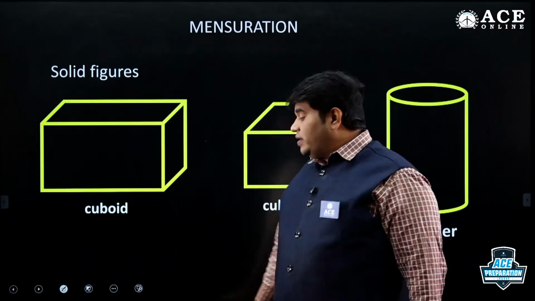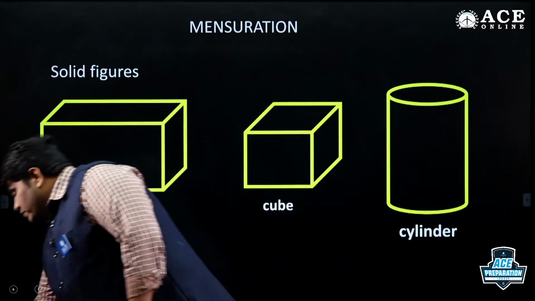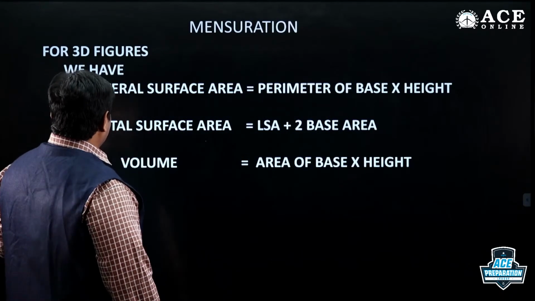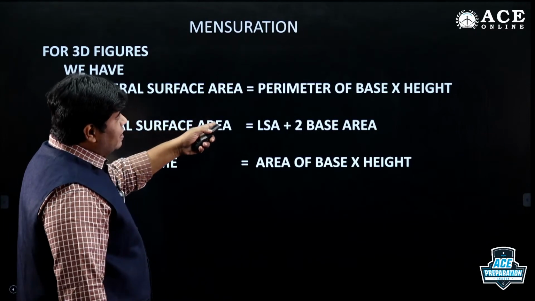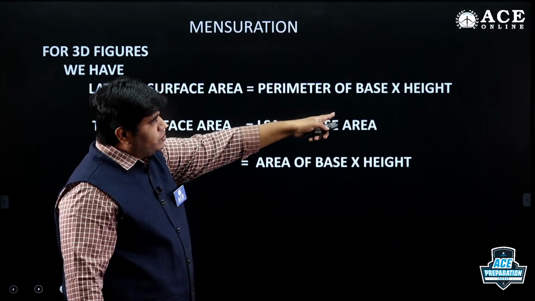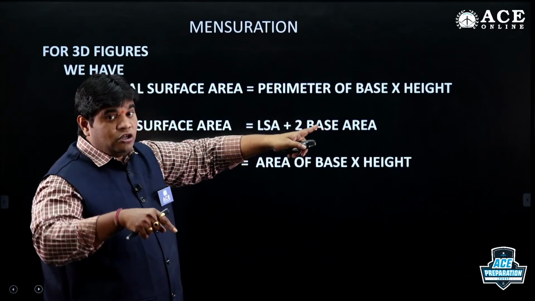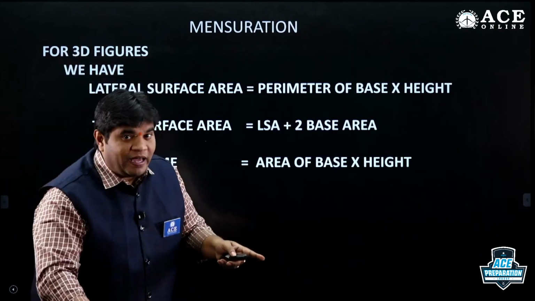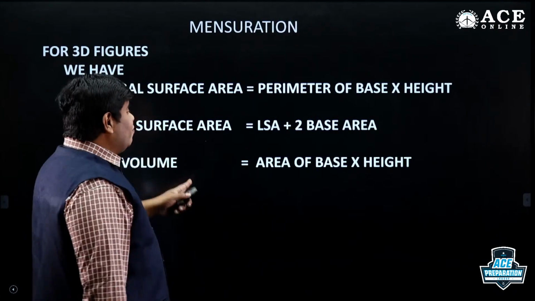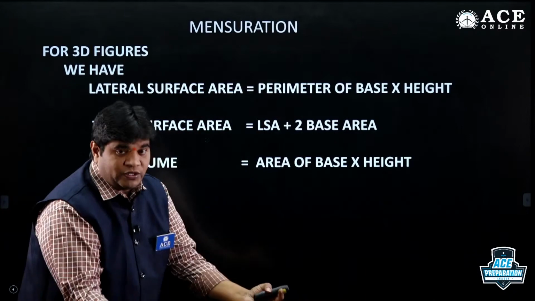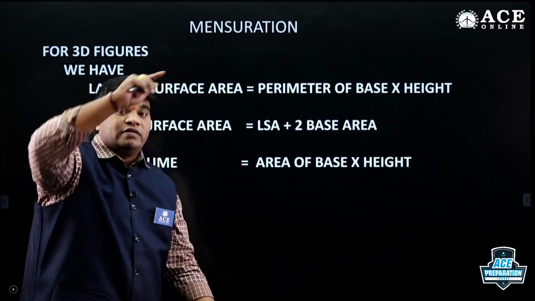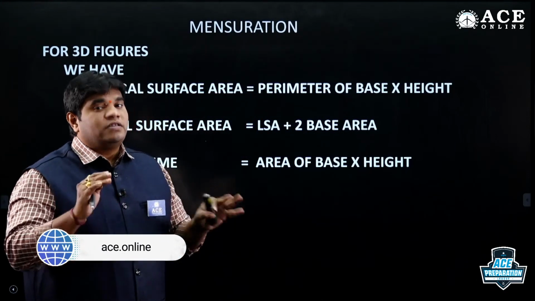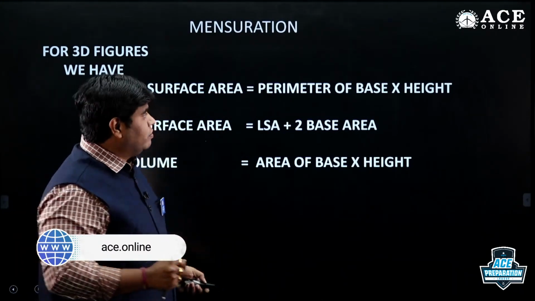So simply, friends, observe. What are the common rules for 3D figures? We have lateral surface area. Lateral surface area means perimeter of the base into height. So total surface area is lateral surface area plus top area plus bottom area. Got it? Next, volume. Volume is the complete place it occupies. So area of the base and how much height, that is volume. If you remember these 3 points, no need to learn the formulas by heart. That's why it is given here.